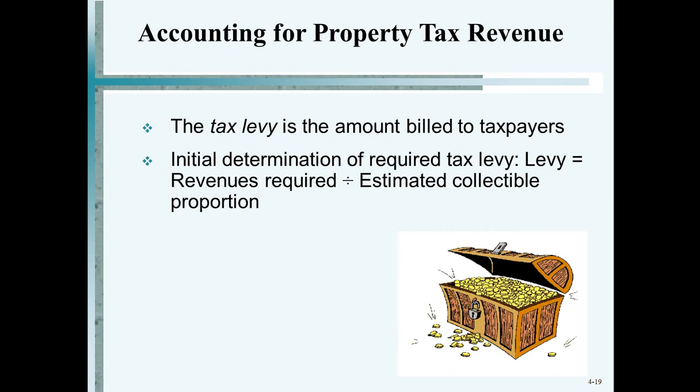Accounting for property tax revenue. The tax levy basically is the total amount that the government is taxing. It's the amount billed to taxpayers. And the initial determination of the required tax levy is: the levy equals revenues required divided by estimated collectible portion. So basically they're saying the estimated collectible portion might be 95%. If you divide the total revenues required by that 95%, you get a larger number, and that's the total tax levy required to reach that revenues level that they're aiming for.